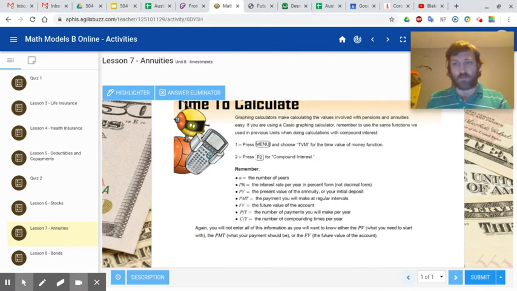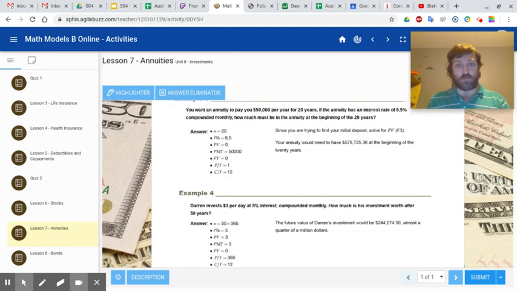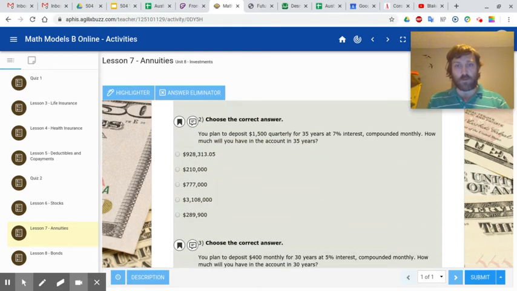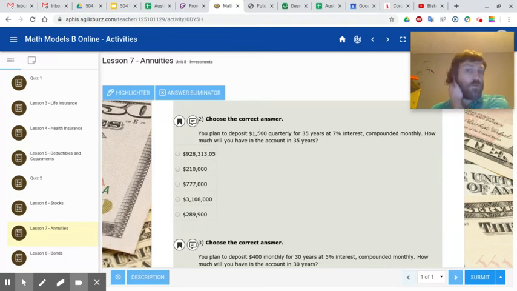So we're going to use a calculator. They have us using a handheld calculator, but since you probably don't have that, we're going to see what we can do with an online version that I found. So we'll see how it goes. I'm jumping all the way down to number 2, which is where the actual problems start. It says you plan to deposit $1,500 quarterly for 35 years at 7% interest compounded monthly. How much will you have in the account in 35 years?